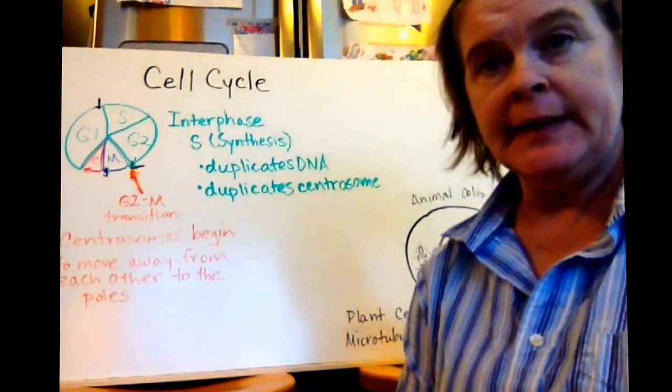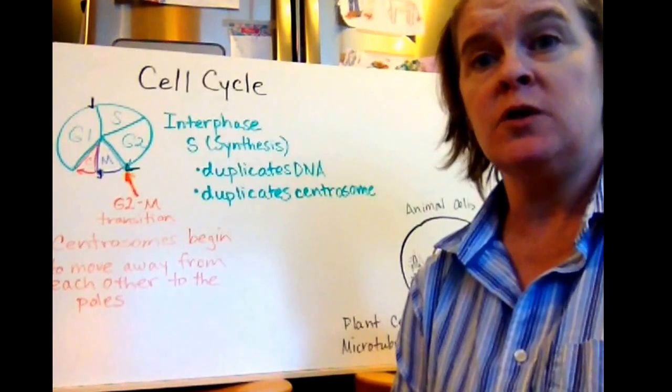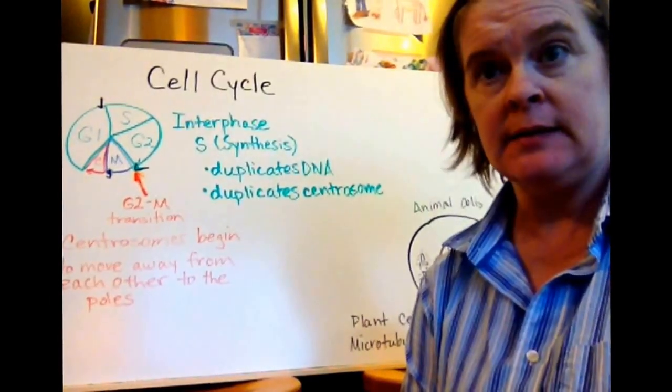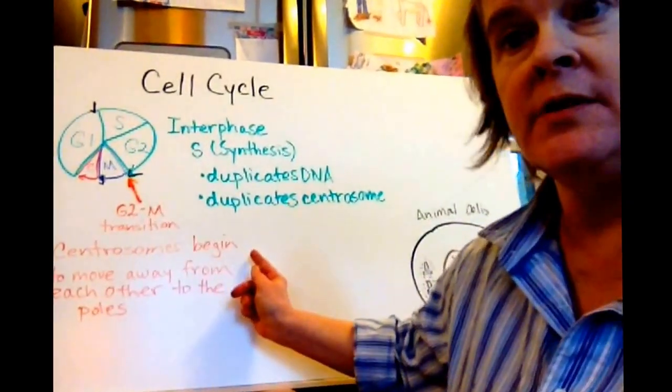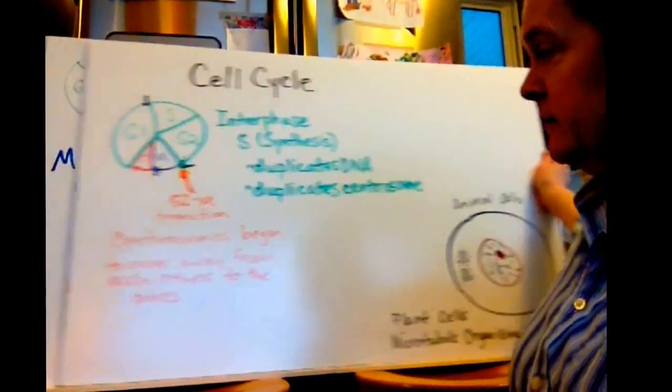And remember, plant cells do not have centrosomes, but they have microtubule organizing centers, MTOCs. So in this transition, the centrosomes are beginning to move away from each other.